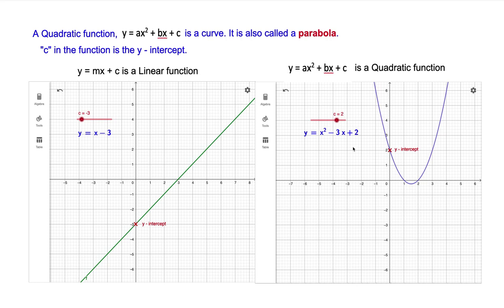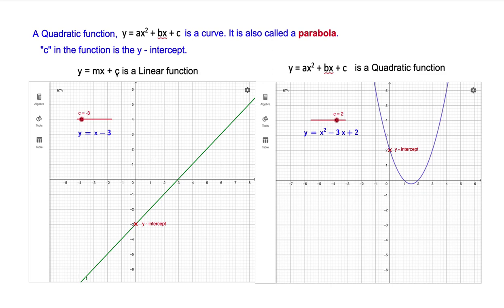This lesson is an introduction to a quadratic function. A quadratic function has the form y equals ax squared plus bx plus c. It is a curve, and it is also called a parabola. We want to see how the values of a, b, and c affect the curve, just as in the linear function where m and c will determine where the line is placed and also how it's sloped.